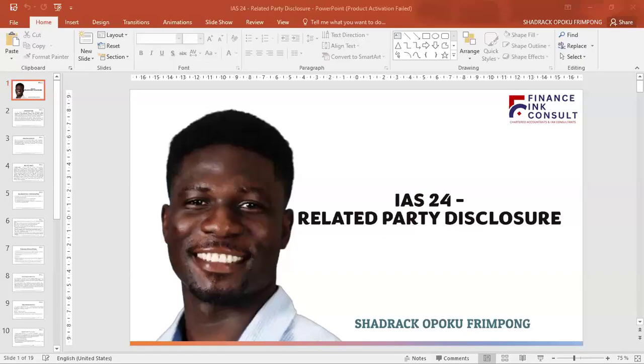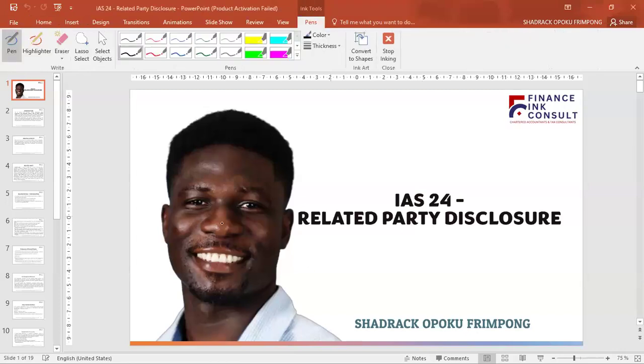Okay. So yeah, IAS 24 related party disclosure. Once again, this is a disclosure standard. And when it comes to disclosure, these are things that we need to disclose in our financial statements, either in the body of the financial statement or by way of notes.